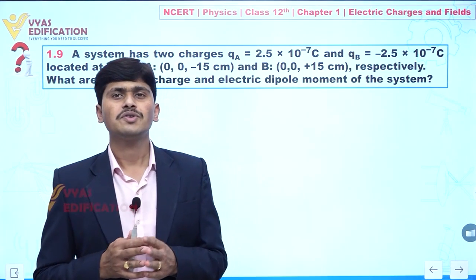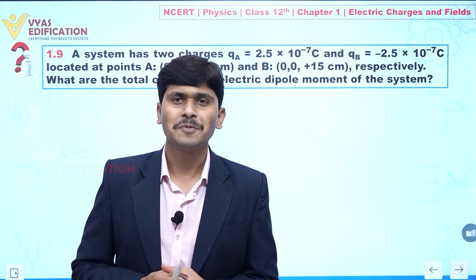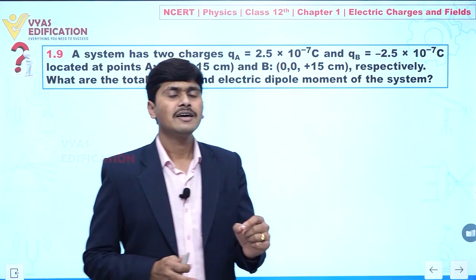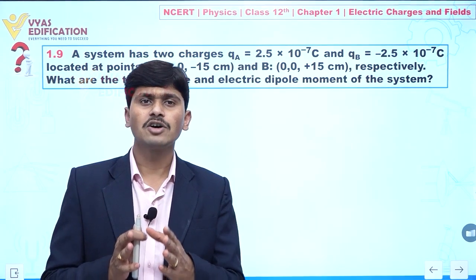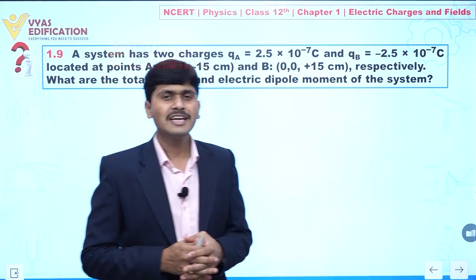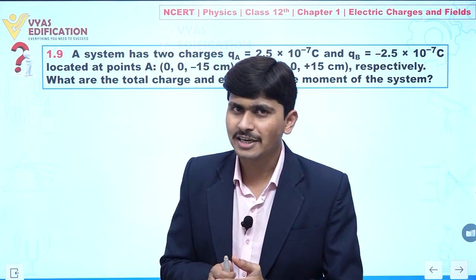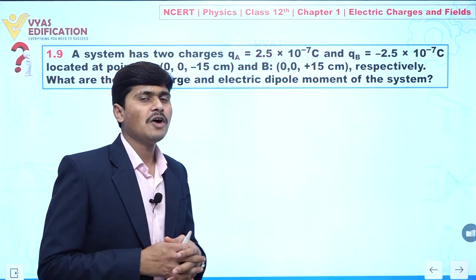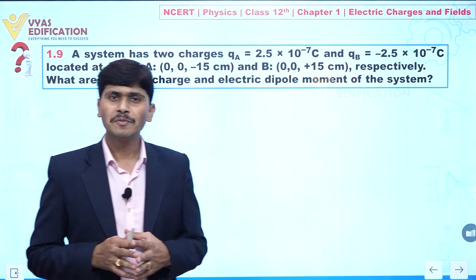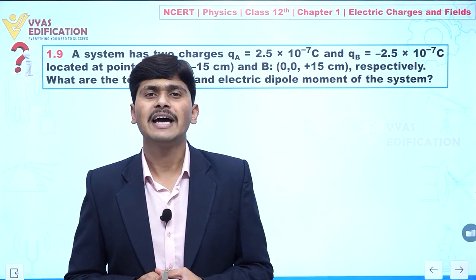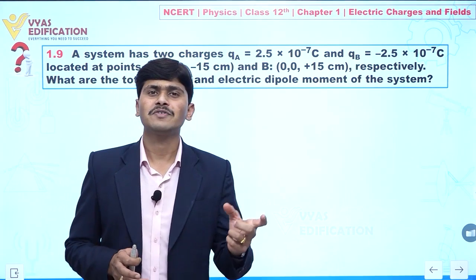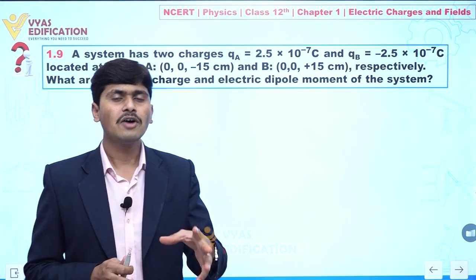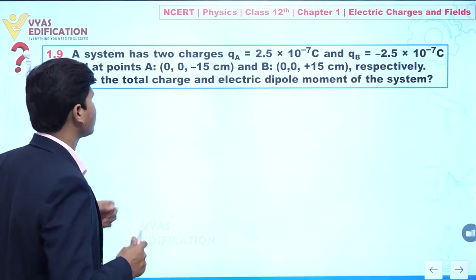So first of all you should know here what is electric dipole. When two equal and opposite charges are placed a very short distance or very small distance from each other, then we can say this system is known as electric dipole. So how can we define electric dipole moment? Electric dipole moment is defined as product of charge and the distance between the two charges. So now we are going to apply this concept in this question.